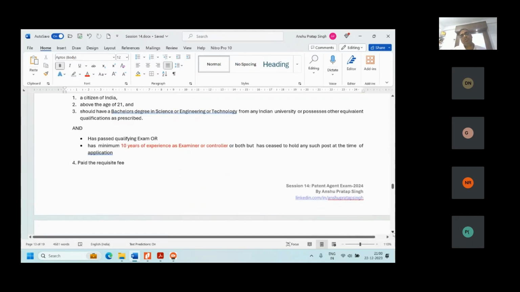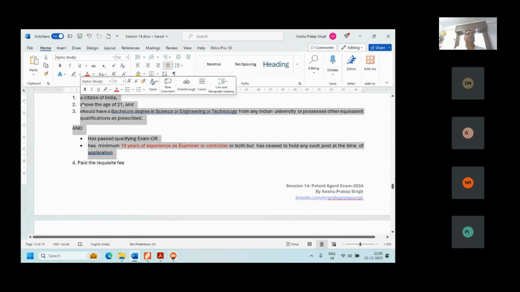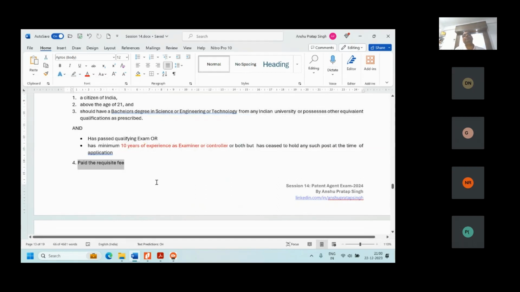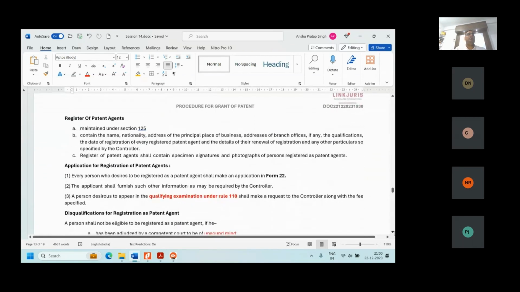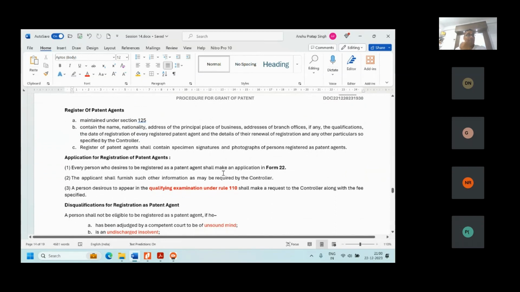Though you have qualified in all this, if you have not paid the fee, your name will be removed from the register. You cannot practice as a patent agent. Now, regarding the register of patent agents, please remember, you can get an MCQ on that. The register of patent agents is maintained under Section 125.